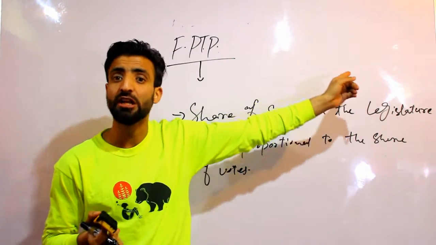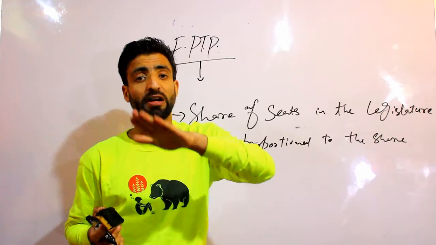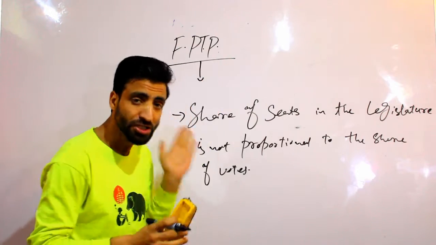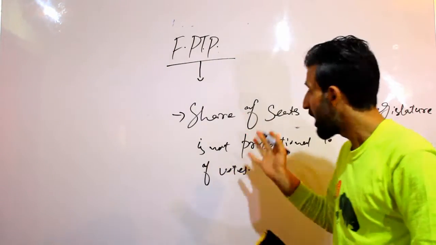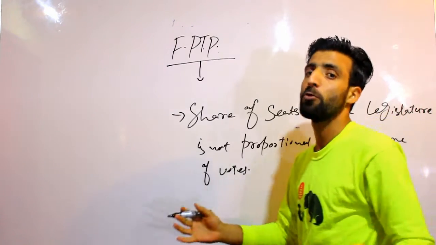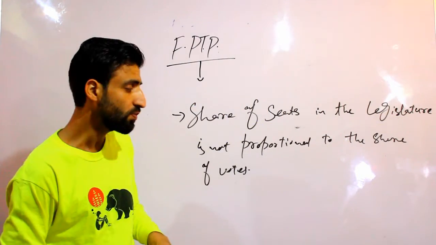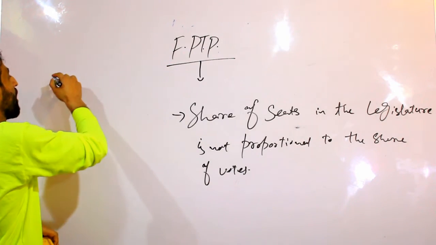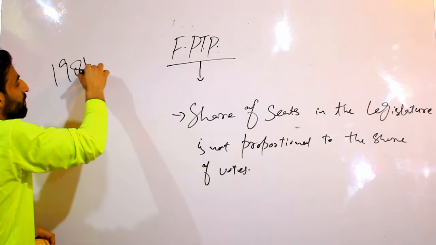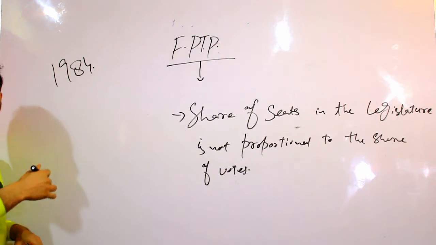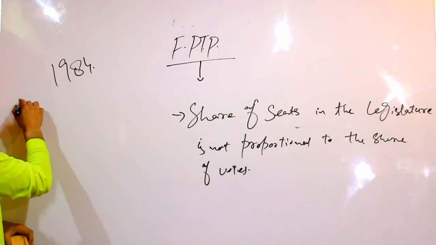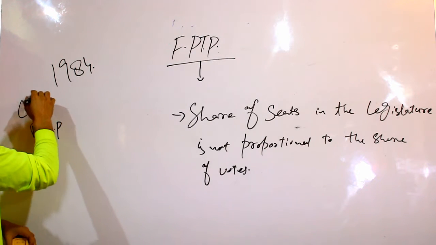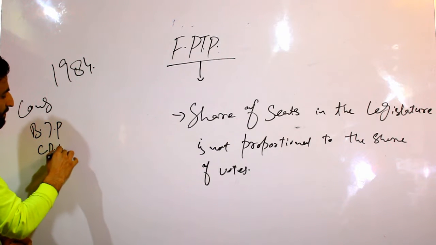और अगर हम देखेंगे proportional representation में, वहां पे share of seats in the parliament or legislature is proportional to the share of votes. लेकिन in the first past the post system, share of seats in the parliament or legislature is not proportional to the share of votes. So let me cite here an example. If we see the Lok Sabha election of 1984, and there were different parties contesting that election. For example, Congress, BJP, and CPIM.